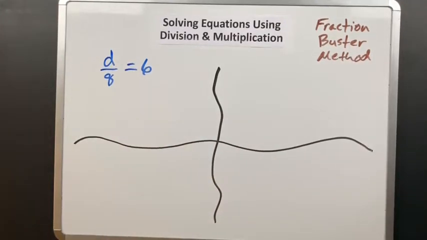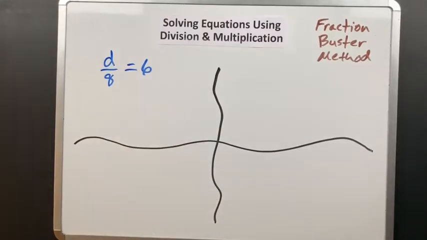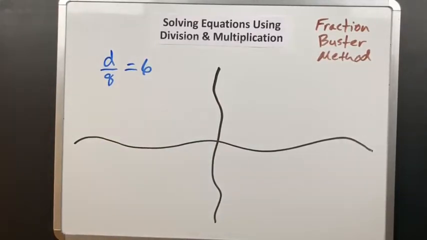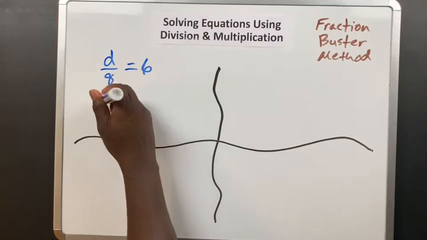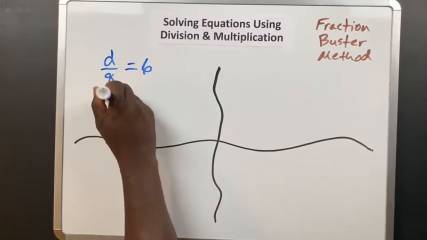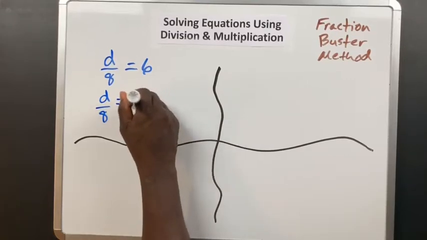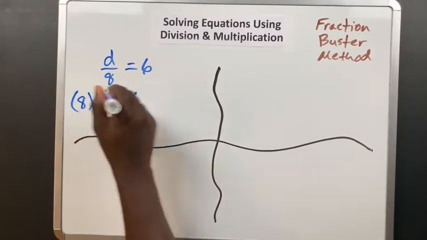In this case, we need to get rid of the 8 in order to get d by itself. So here we are dividing d by 8. What's the opposite of division? Multiplication. Hence, we're going to use the multiplication property of equality. So I'm going to write this again. D divided by 8 equals 6. And I'm going to multiply both sides of the equation by 8.